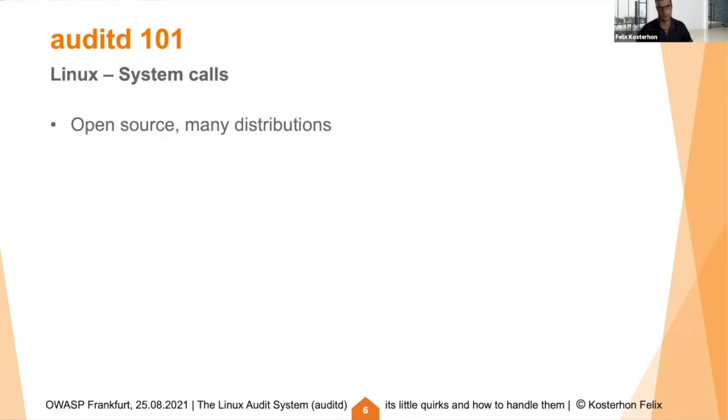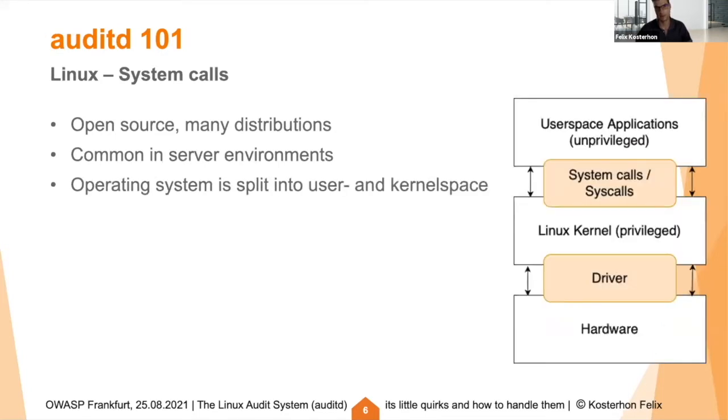First, shortly about Linux. So it's open source. It has many distributions, and we commonly find it in server environments. And one really important thing about Linux is that there is a separation. So the operating system, where all the core functionality sits, is located in the Linux kernel, which is separated from the user space. That means that possibly untrusted applications which are running in the user space cannot directly interact with the kernel or with the hardware. So only the Linux kernel, the protected part of the operating system, can directly interact with the hardware.